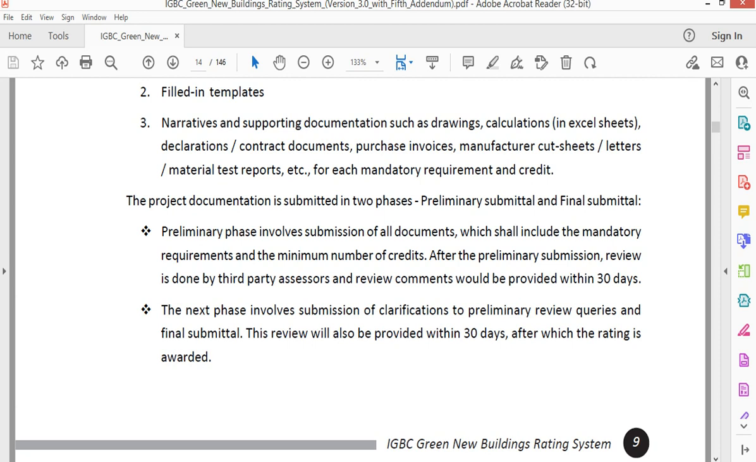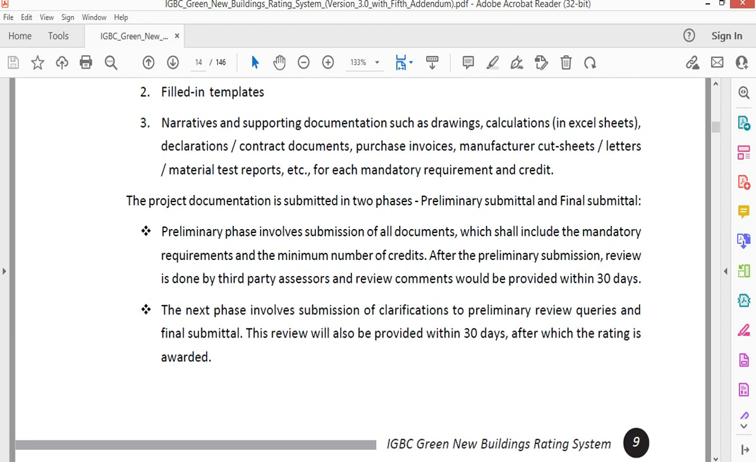So the purchase invoices would actually be about the purchase of the various green materials. Then the manufacturer cut sheets would be referring to the data sheets which mention the specifications of the product. Now, for example, while buying paints and adhesives, it would be mentioned as a low VOC product.